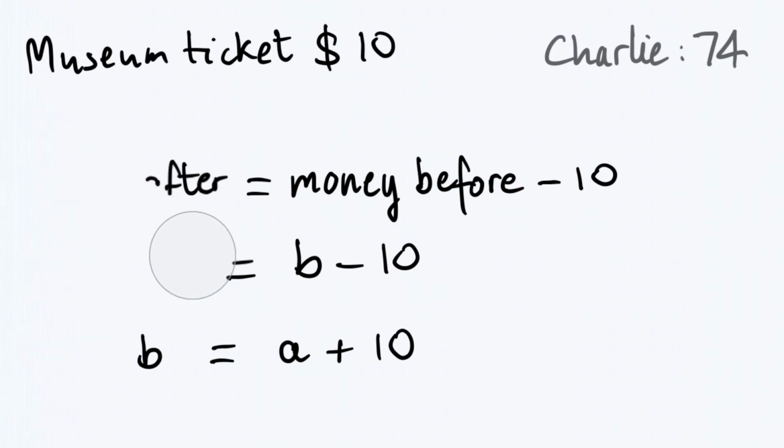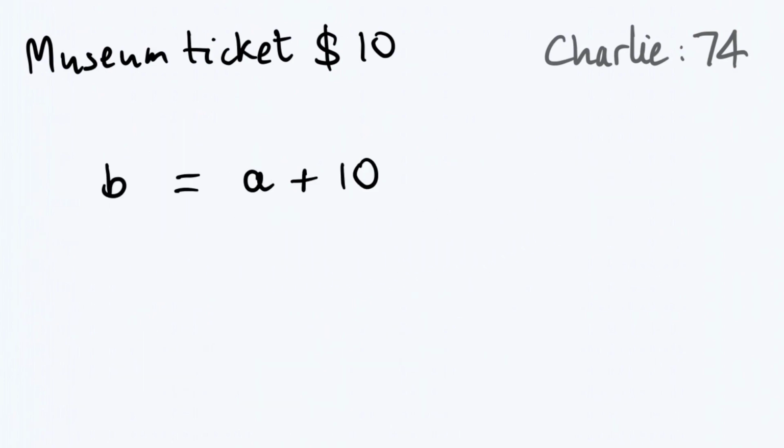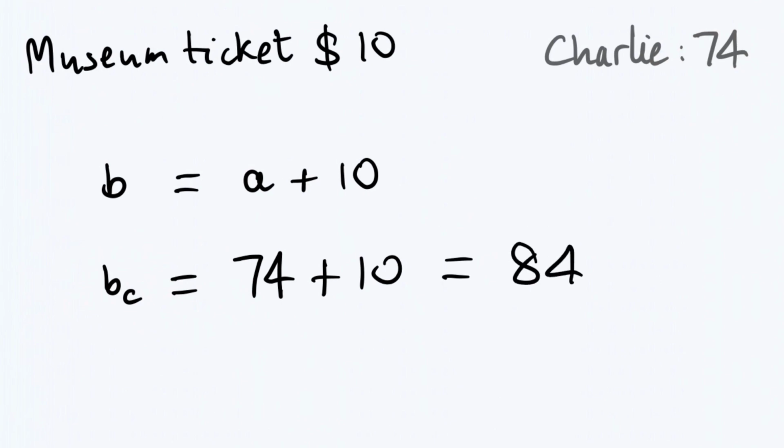We don't need this anymore. Let's erase it. So we get the before for Charlie is equal to how much he has after, which is 74, to which we add 10 and we get 84. Charlie had $84 before spending $10 on a ticket.